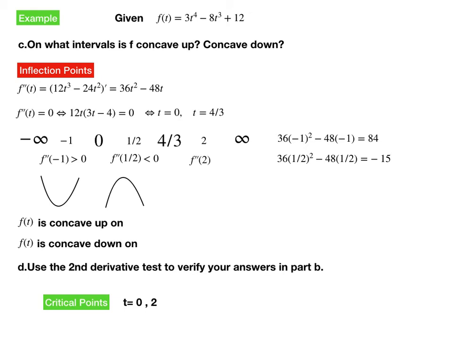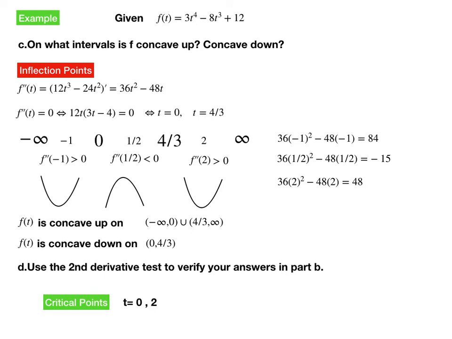which means the function is concave down on this interval. Let's go with f double prime of 2, which is 48, positive, so the function is concave up again on this interval. So in conclusion, you can say that f of t is concave up on the interval from negative infinity to 0 and from 4/3 to positive infinity, and is concave down on the interval from 0 to 4/3.